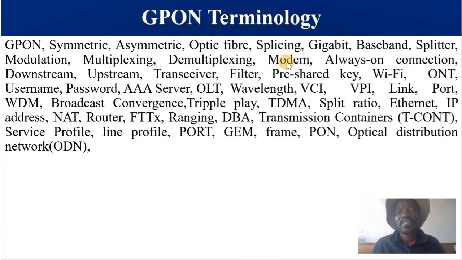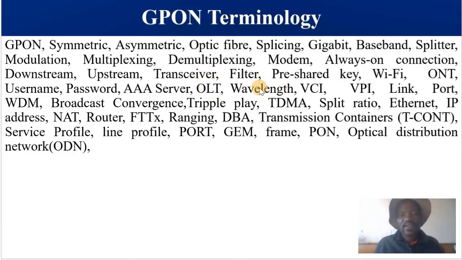Modem simply means modulation, demodulation, or an always-on connection is needed for dialing from the OLT, in this case, to the ONU downstream. The opposite is called upstream. A transceiver is the device made up of the transmitter and the receiver. A filter, as you are separating two signals. This is the password on a CPE, wireless fidelity, ONT, another name for ONU, optical network terminal or optical network unit. If it is ONU, username, password, AAA server. This is for authentication, authorization, and accounting. It's a server. Optical line terminal.